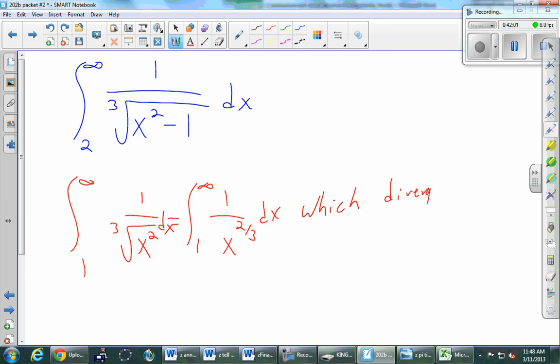Diverges by the UIC, where the power in this case is what number? 2/3. And how does that compare to the magical cutoff? It is less than. Okay. So there's our first part. And then we're going to build our inequality next.